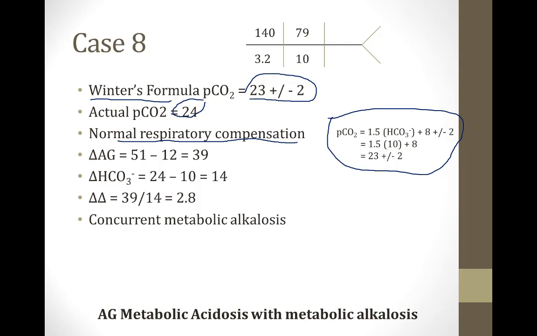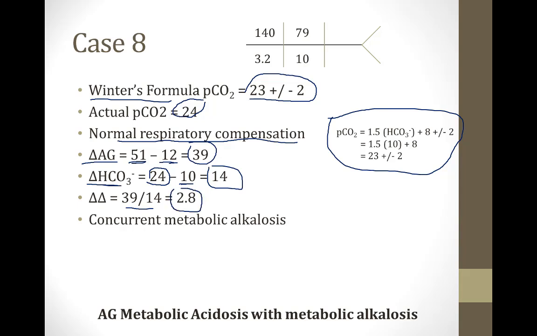Now this is an anion gap metabolic acidosis, so anytime you have an anion gap metabolic acidosis, you need to rule out that you don't have a second metabolic acid-base problem, and you do that using the delta-delta ratio. So the delta anion gap for this patient is the patient's anion gap, 51, minus a normal gap of 12, and that's 39. The delta bicarb for this patient is a normal bicarb of 24 minus the patient's bicarb of 10, and that's 14. So the delta-delta ratio is 39 over 14, which is 2.8, and that is high.